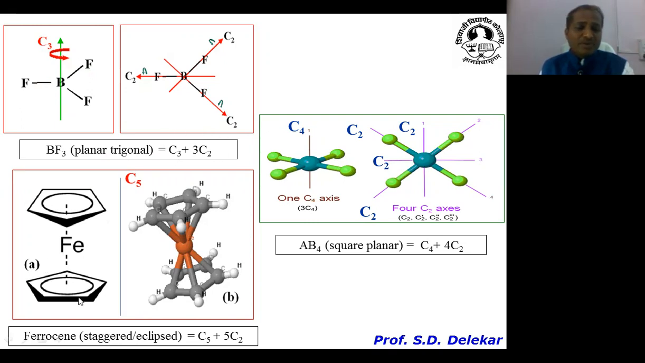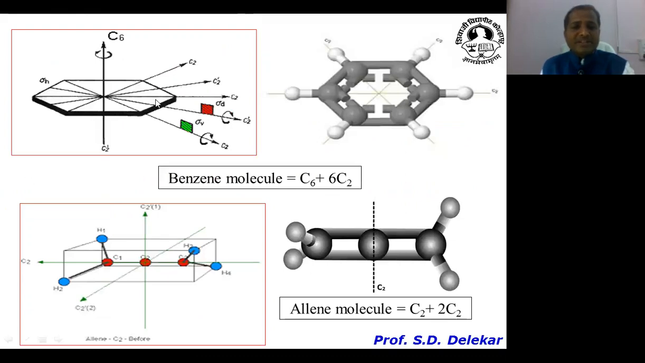Similarly, if you are going for ferrocene, either in staggered or eclipsed form, the overall axis of symmetry is C5 plus 5C2s, so this is the D5 set. Then for benzene, the vertical axis has fold C6, and there are 6 horizontal axes, all perpendicular to this one. Then the overall axis of symmetry is C6 plus 6C2.